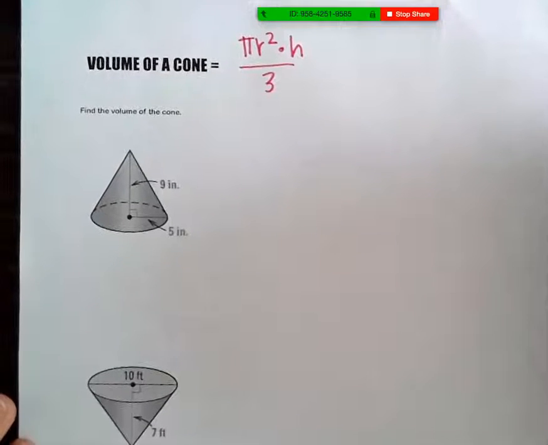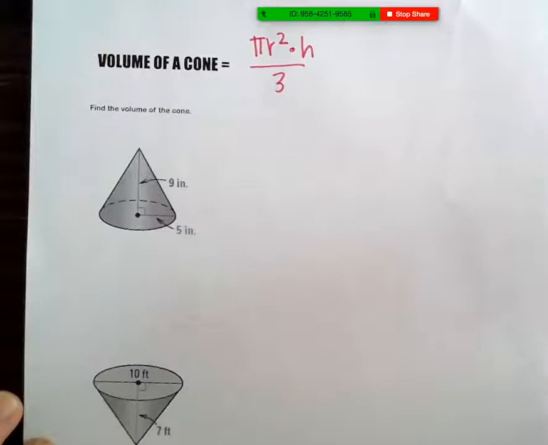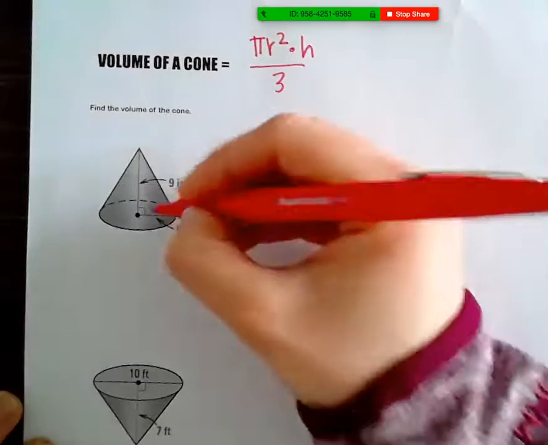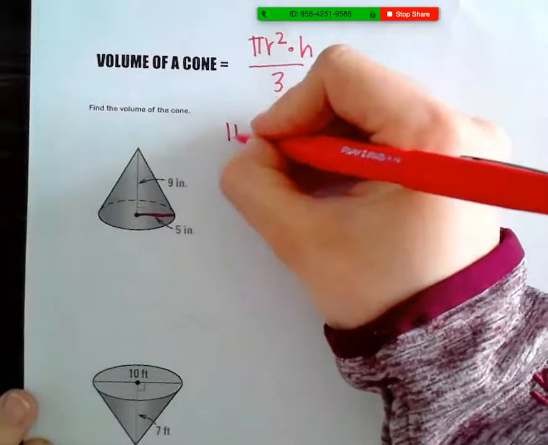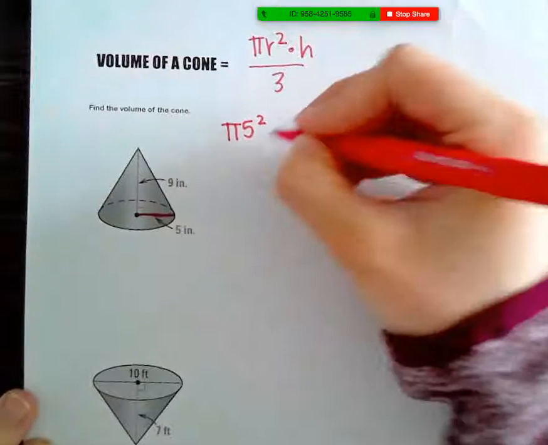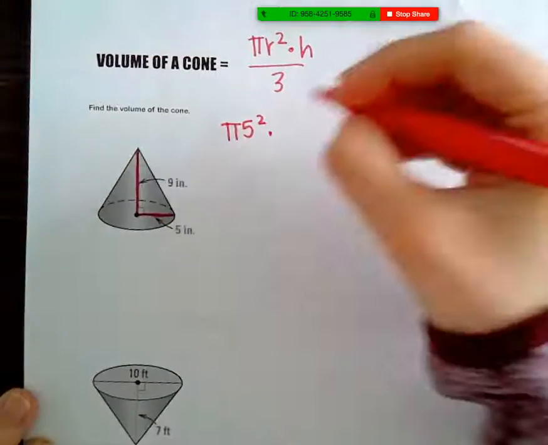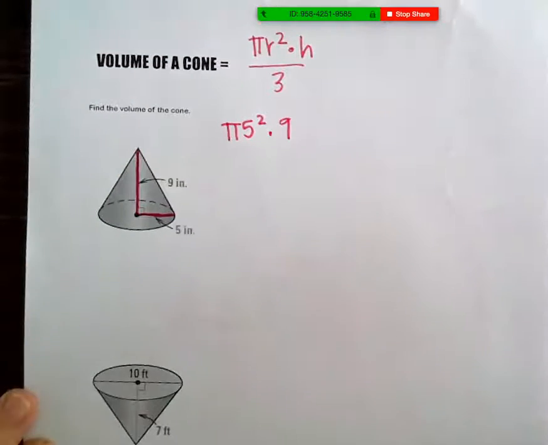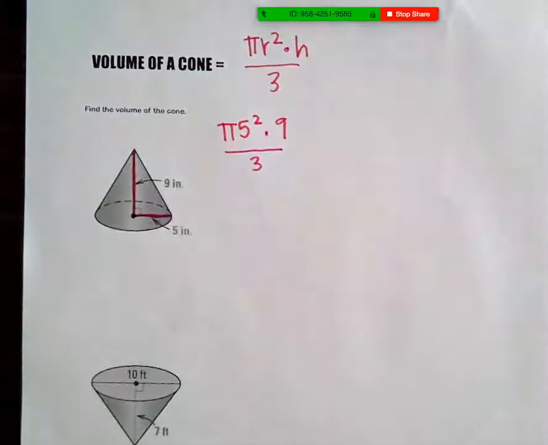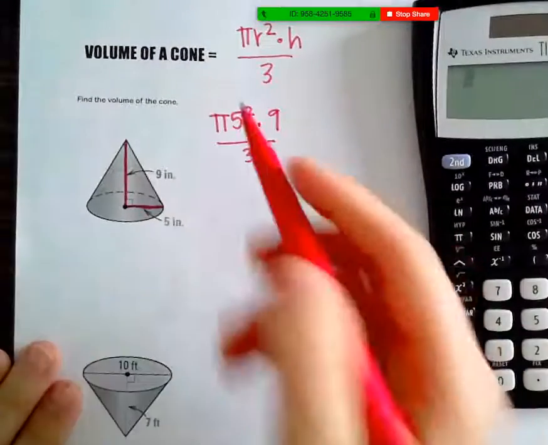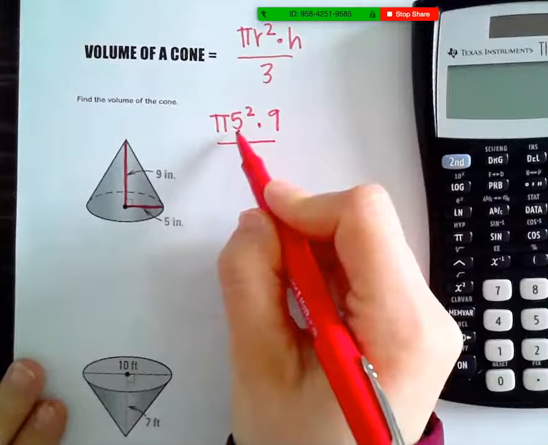So let's try this first cone here. What would my radius be on this cone? Would that be a 5? It sure is. This guy down here is our radius. So we're going to have pi 5 squared times, and then how tall is our cone? 9. All over 3. Now this looks really confusing, but it's not. We know how to do this. Let's just simplify little by little, okay? What's 5 squared? 25.